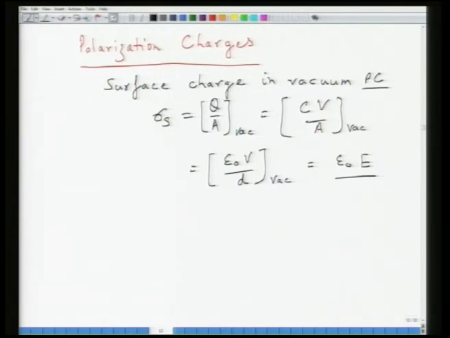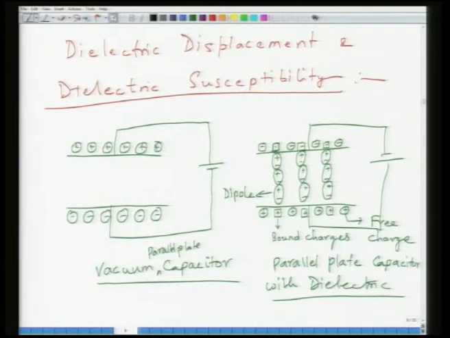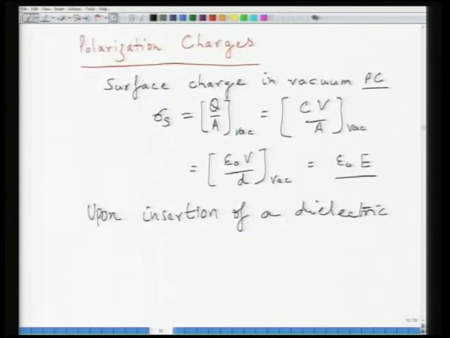Now, what happens upon insertion of a dielectric? When you insert a dielectric between these plates, as we know, if you go back to the previous figure and look at this picture, what you see immediately is that there is a modification in the surface charge density. Okay. Now, what we are going to do is analyze this.